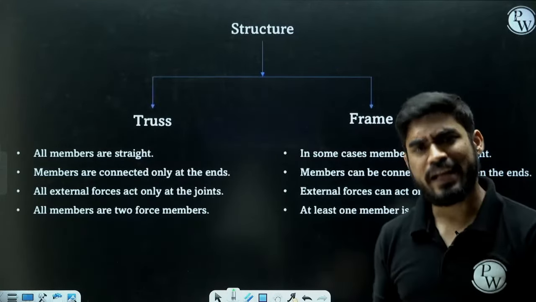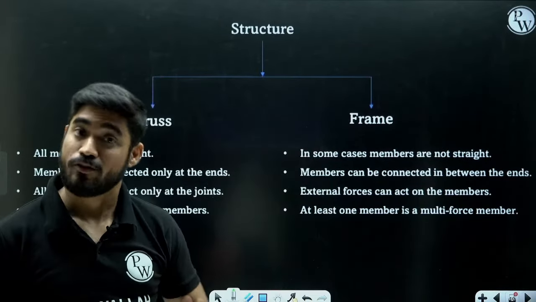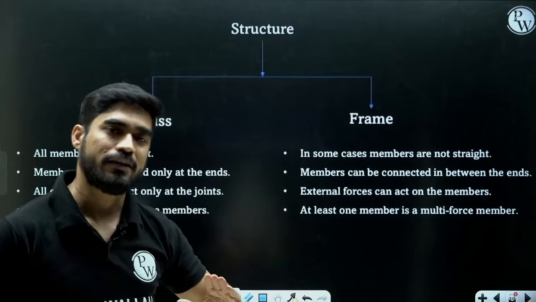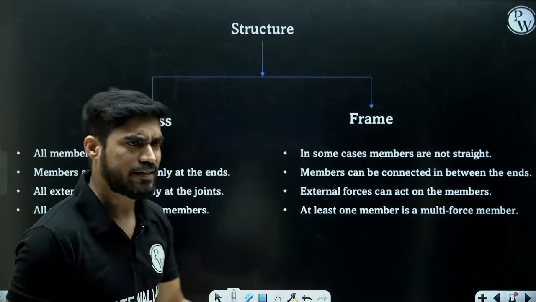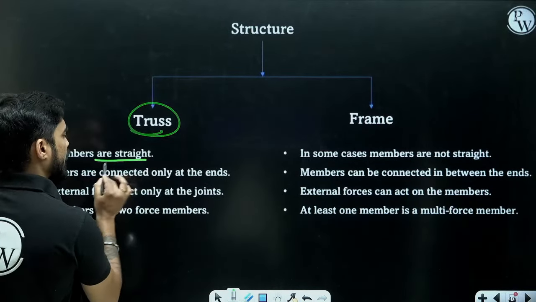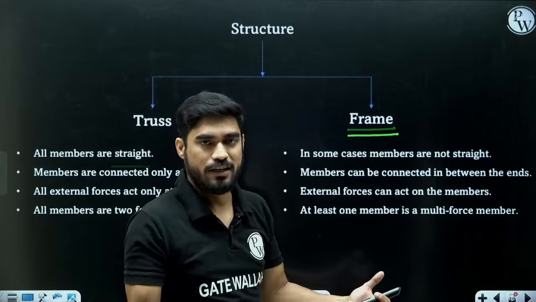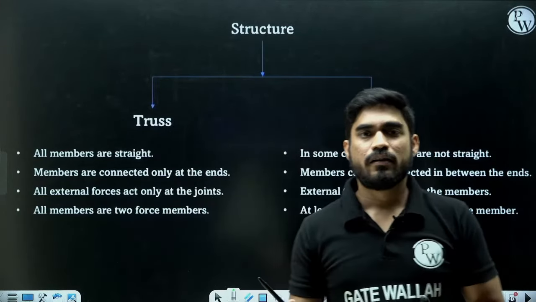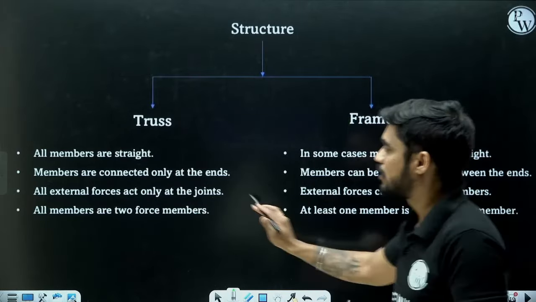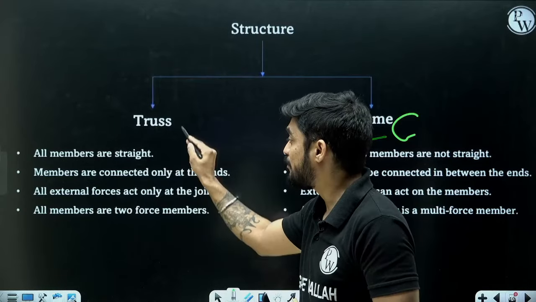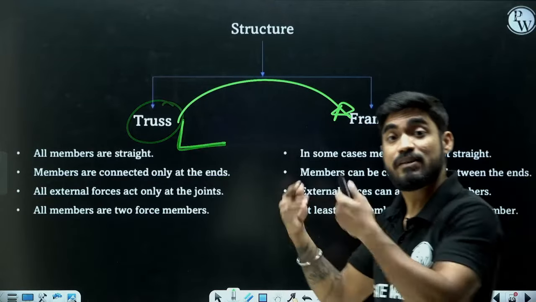Okay. In frame also, it is not necessary that the members have to be of L shape or C shape. No. It is not necessary. Even in case of frames also, all members can be straight. Okay. But in some cases, here it is necessary that all members are straight. Here it is not necessary that all members must be straight. Okay. They can be straight. They can be of L shape, C shape. Okay. So in frames, all members can be straight or some members can be of L shape or C shape. But here all members have to be straight. Even if one member is L shape, then we will not call it a truss. Then we will call it a frame because the procedure of analysis will change.